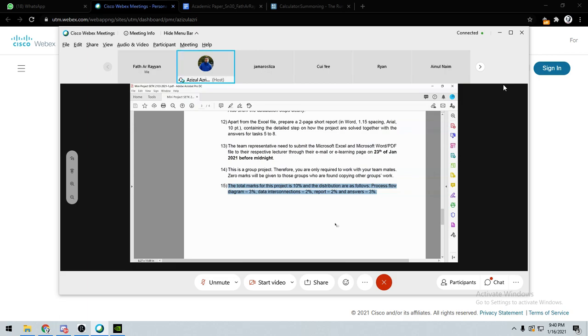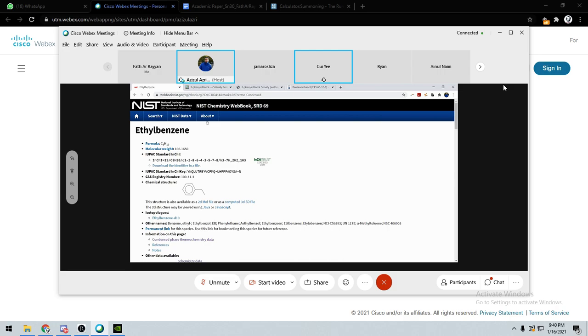Okay, sorry, and thank you. Doctor, just now the doctor said we need to put the reference in the table. Can we just put the website name, or do we need to put the link? Both. The name and the link. For example, if your reference is from NIST, you can write NIST Chemistry WebBook, and then you provide the link. Okay, thank you.